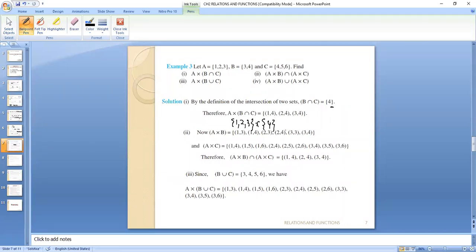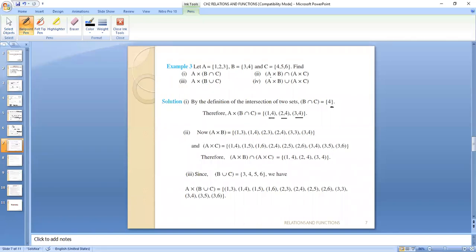This is the answer. Again I'm telling you, you have to write a curly bracket for the set and then round brackets for each ordered pair, like (1, 4), because students forget to put these curly brackets. The curly brackets denote that it is a set: {(1, 4), (2, 4), (3, 4)}.